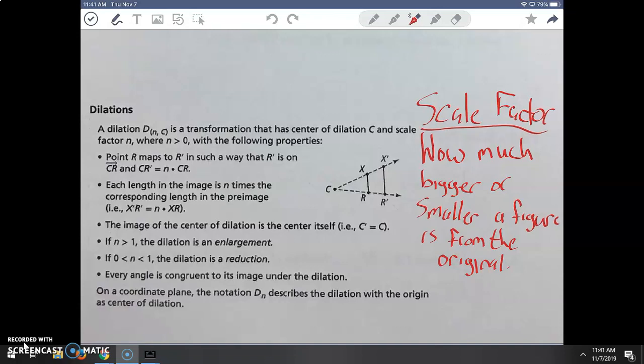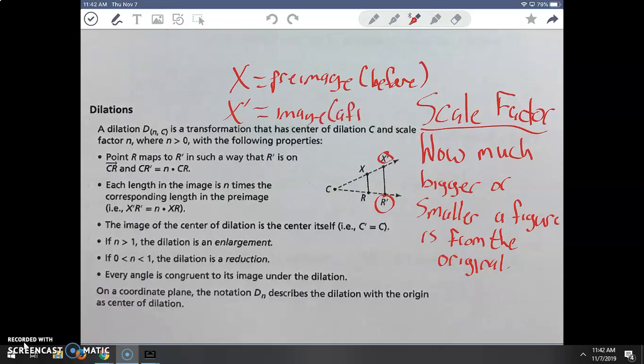Now we're going back to your transformation days, your reflections, and all that. We have those little apostrophes, those letters with apostrophes. Remember, the regular letter is the pre-image. That is your before. And then you have your apostrophe, which is your image, which is the after. That's still in play.